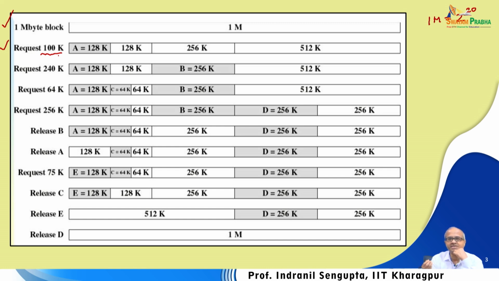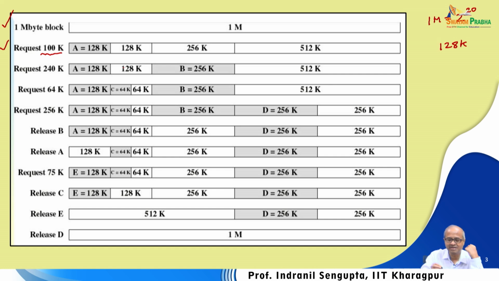So, what is the nearest power of 2? Not 100K, just 128K. 128K is the nearest power of 2. So, 1 meg will be divided into 512 and 512. 512 will be divided into 256, 256. One of the 256 will be divided into 128, 128, and you get that 128.